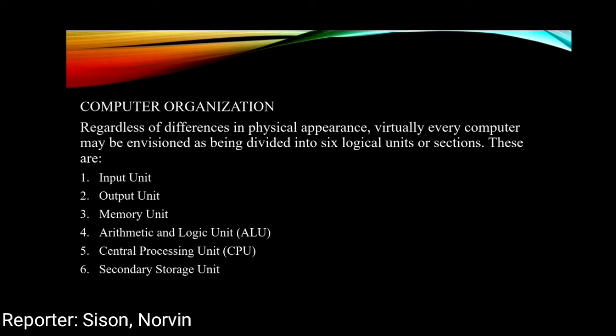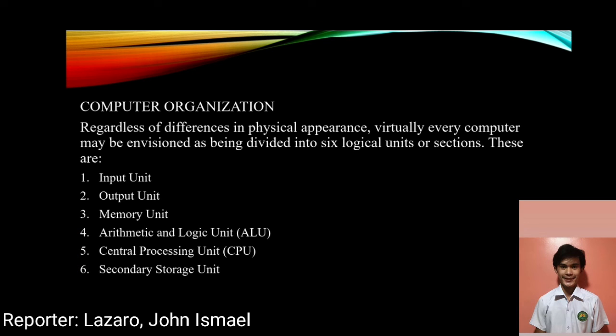Computer organization. Regardless of differences in physical appearance, virtually every computer may be envisioned as being divided into 6 logical units or sections. These are number 1, input unit. This is the receiving section of the computer. It obtains information from various input devices and places this information at the disposal of the other units so that the information may be processed.